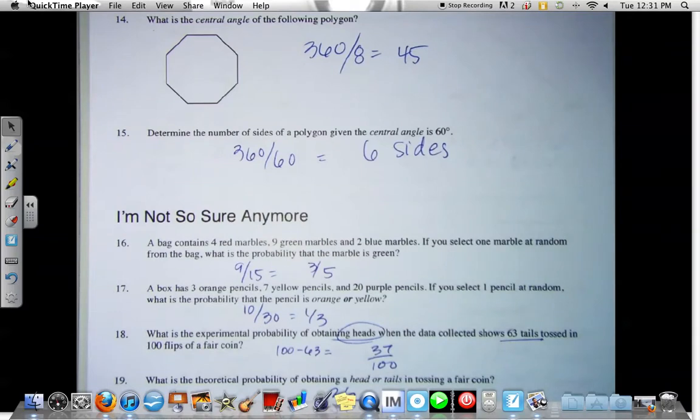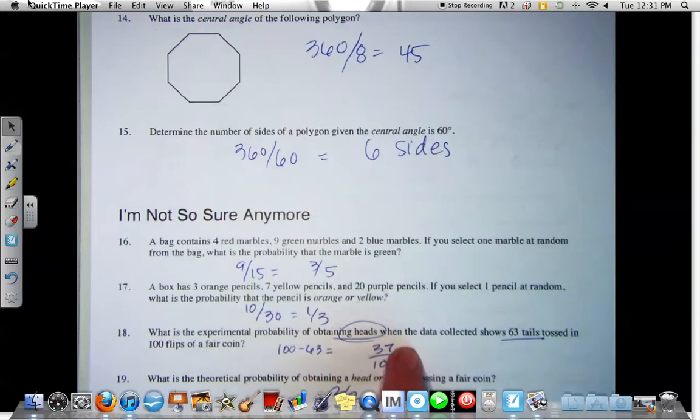18, what's the experimental probability of obtaining heads when the data collected shows 63 tails tossed and 100 flips? So that means that there were 37 heads out of 100. 19, theoretical probability of obtaining a head or a tail. Well, head or tail is 2 out of the 2.